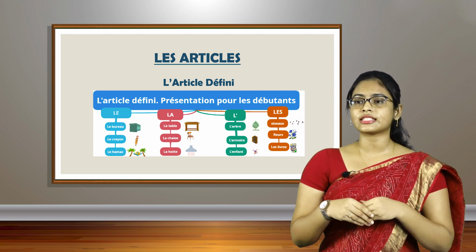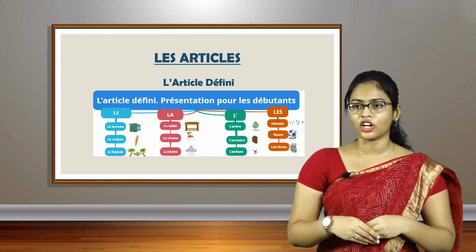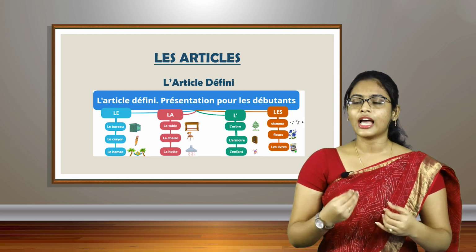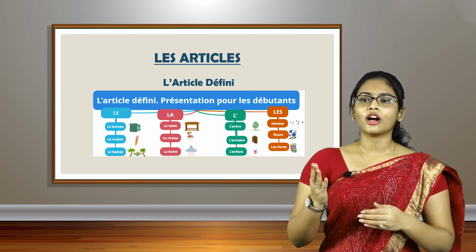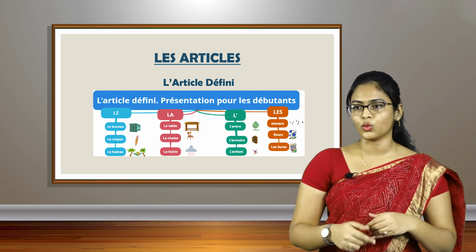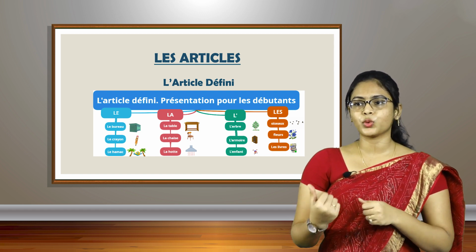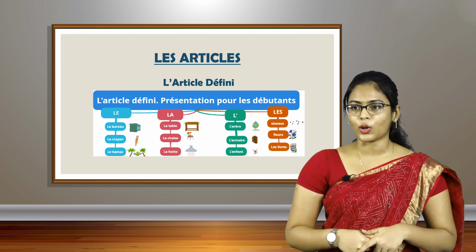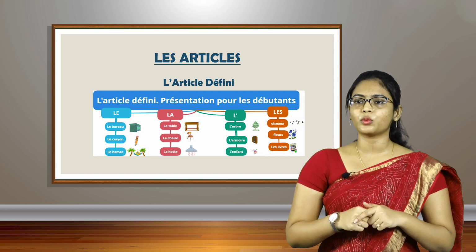Why do we categorize into these 4 categories? Because the French language sees gender for everything and number for everything. According to gender, it is categorized into masculine and feminine, and with numbers, if it is plural, we have another format. L apostrophe is for the vowel, so we use that to avoid vowel clashes.